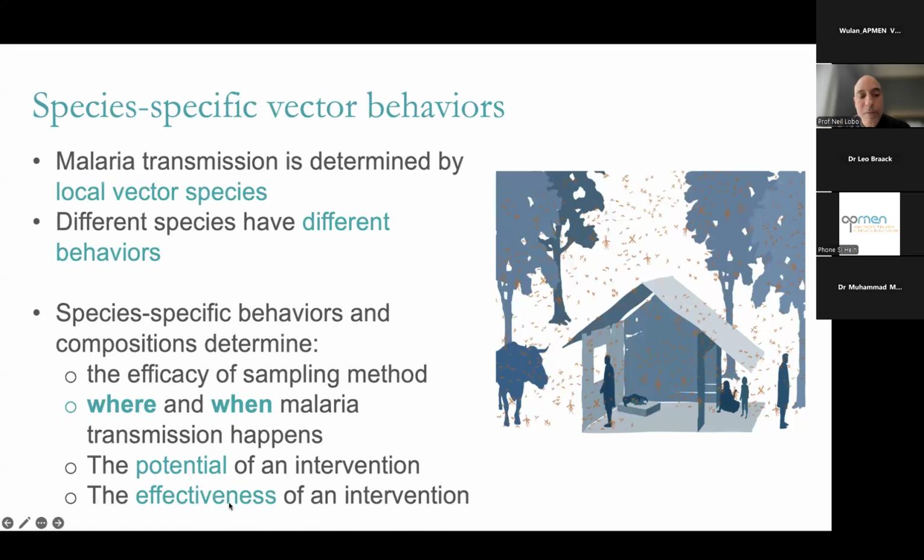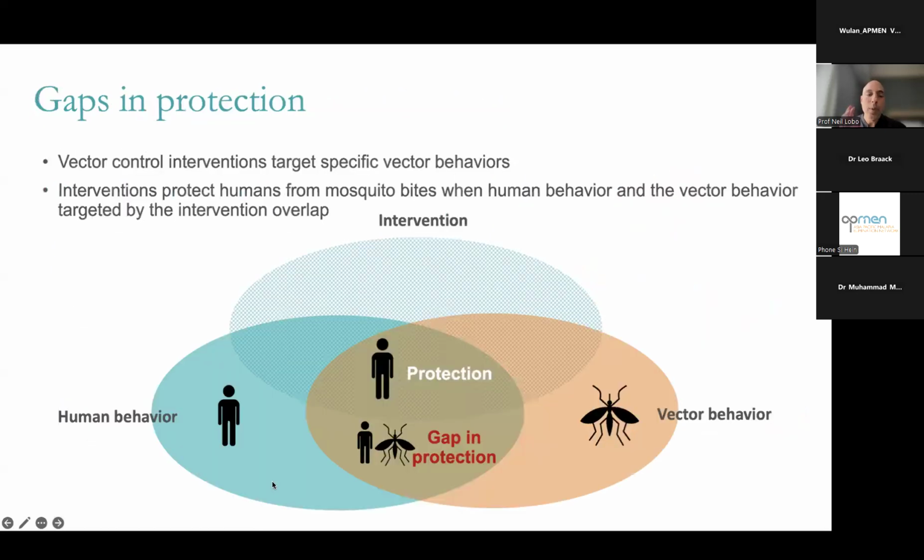We can also look at the effectiveness of an intervention, as I just said. An important concept is gaps in protection, and I actually have a whole presentation on this right after this presentation. So as we just talked about, vector control interventions target species-specific behaviors, right?